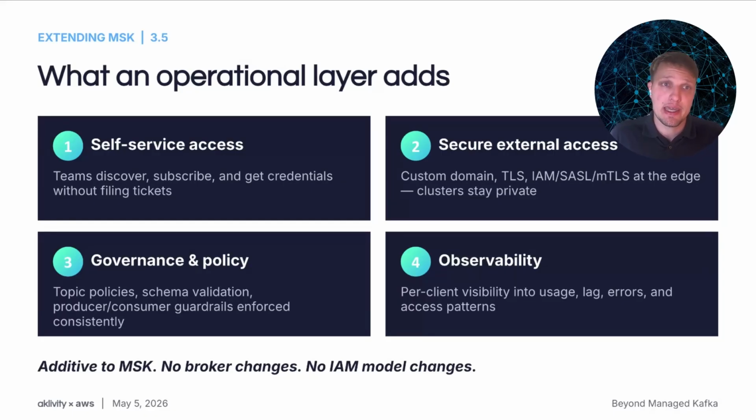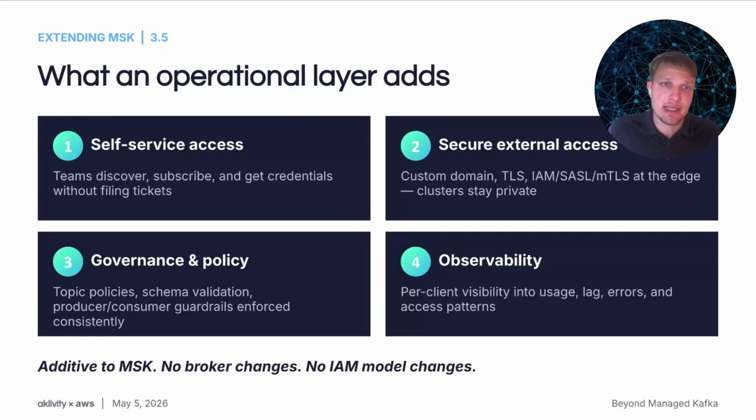The third is a governance and policy enforcement layer, which allows you to set topic policies, validate schemas, and put producer and consumer guardrails in place that are enforced consistently. And the last part is observability. So getting visibility into things like per client usage, lag, errors, and access patterns.